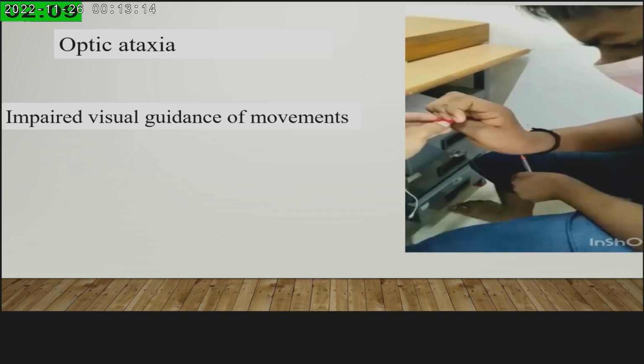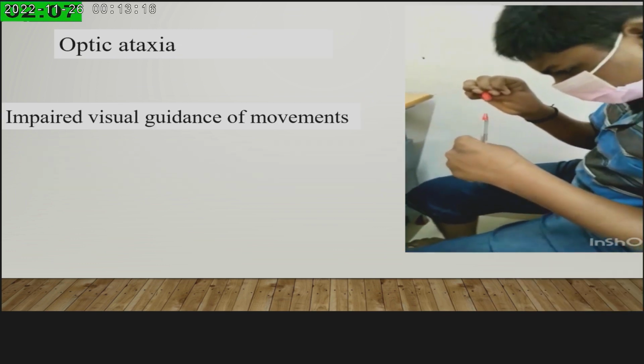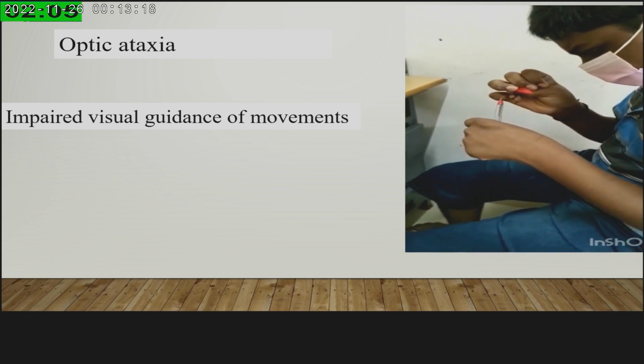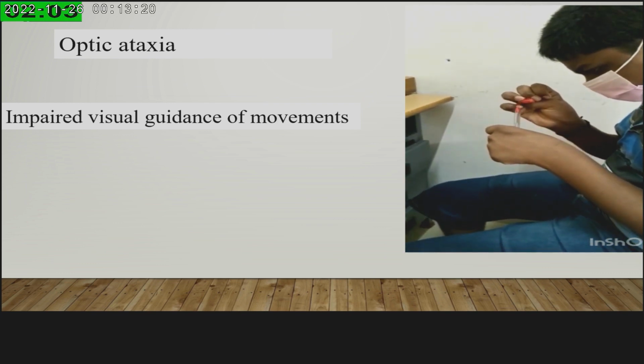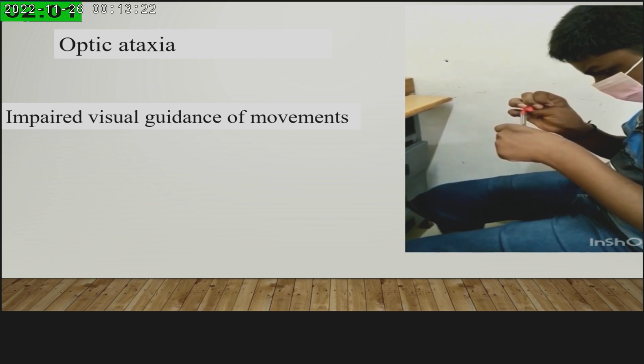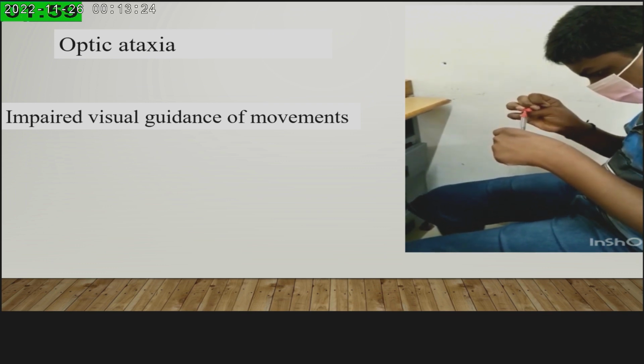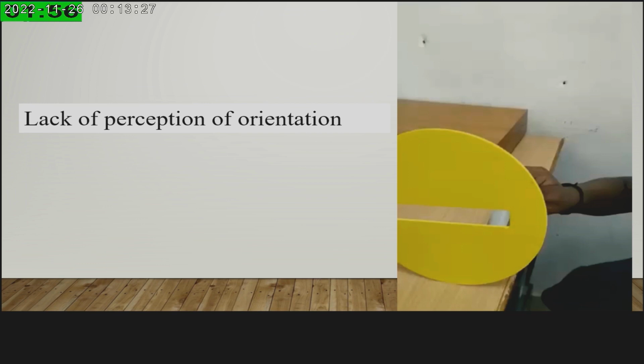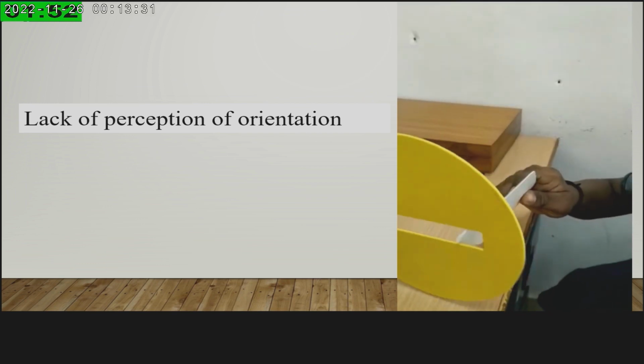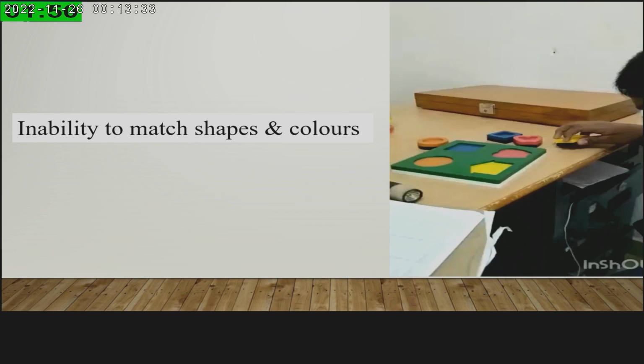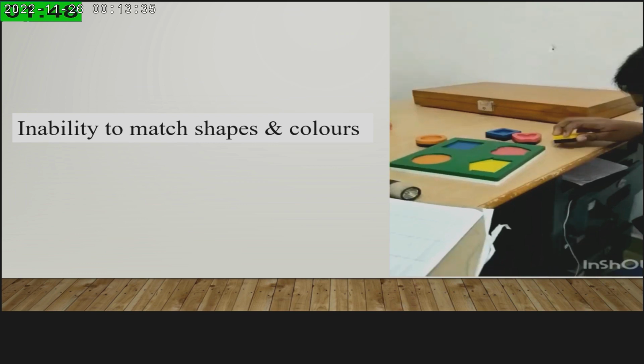Then a slightly older child is unable to cap the pen after repeated attempts. This may be due to impaired visual guidance of movements, and it's called optic ataxia. Then they may also show lack of perception of orientation, and they cannot match colors or shapes.